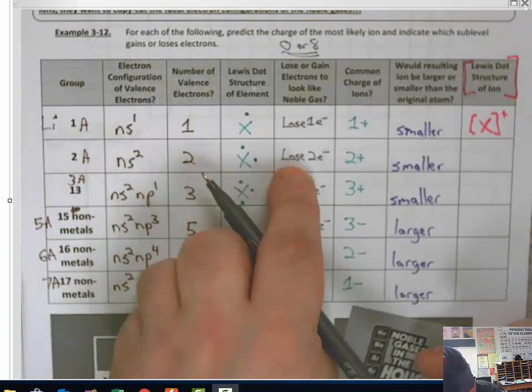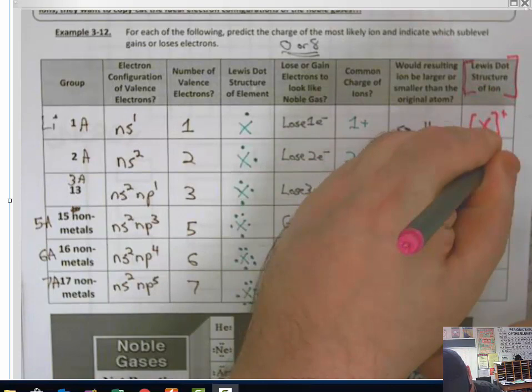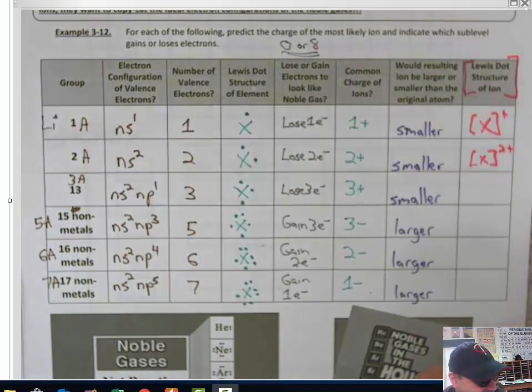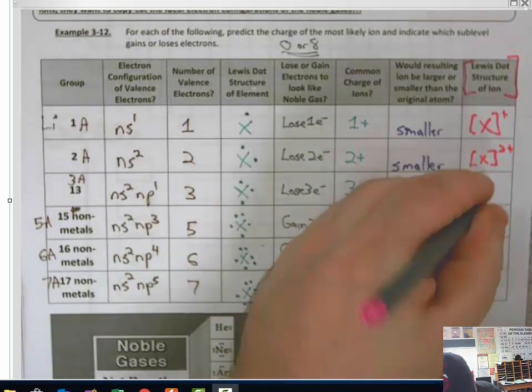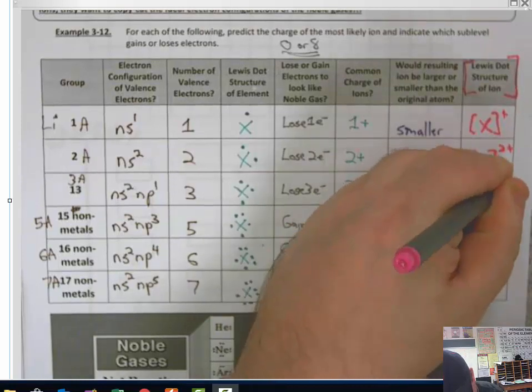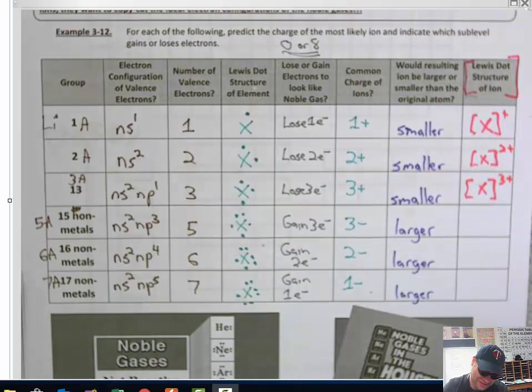We started with 2, we lost 2. We're going to have 0 electrons. We started with 3, we lost 3. We're going to have 0 electrons. Most metals will have 0 electrons when they do their ion structure.